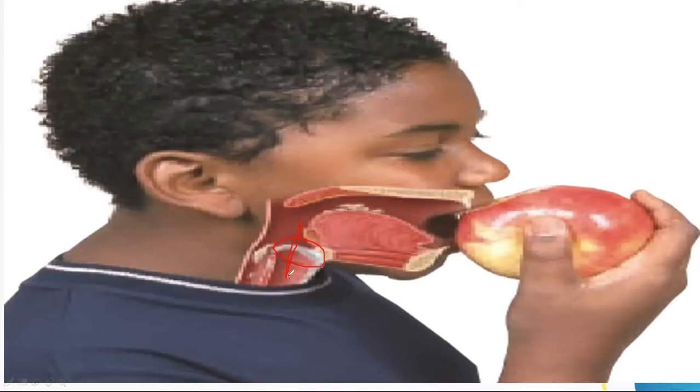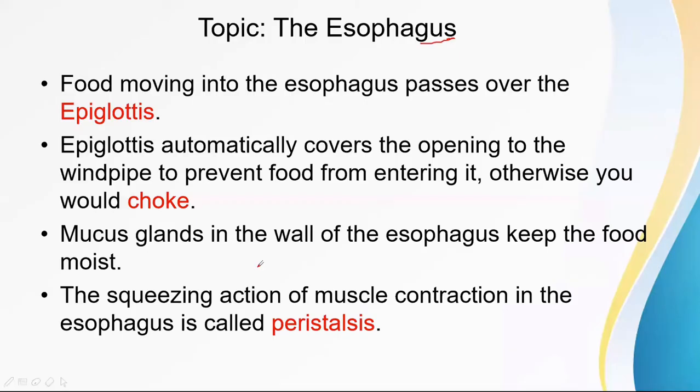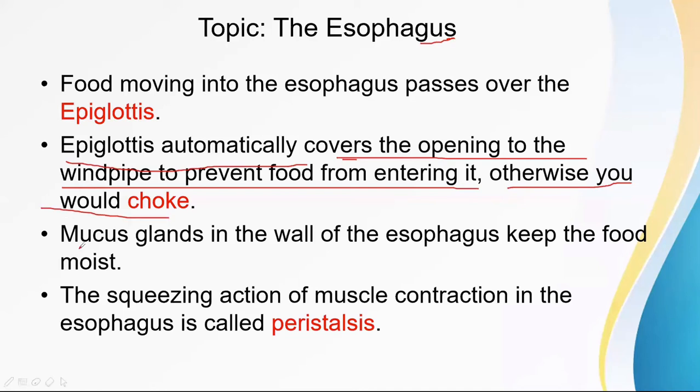So here the food enters the esophagus. Here you are seeing the epiglottis automatically covers the opening to the windpipe to prevent food from entering it. Otherwise, you would choke. The esophagus has muscular walls and mucus glands inside it. These mucus glands keep the food moist.